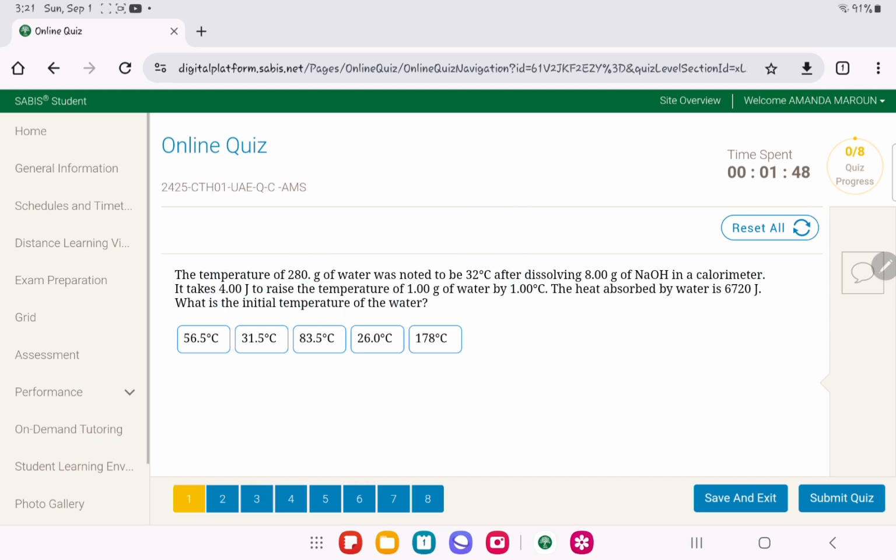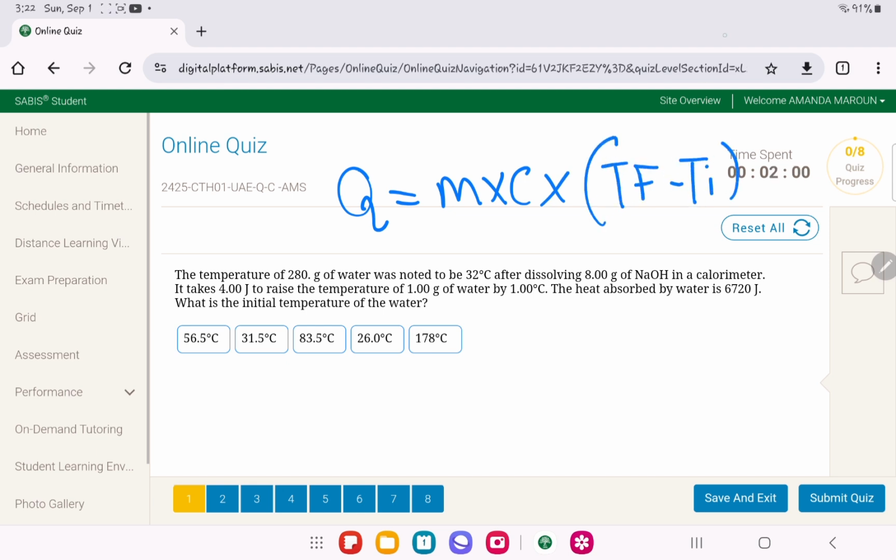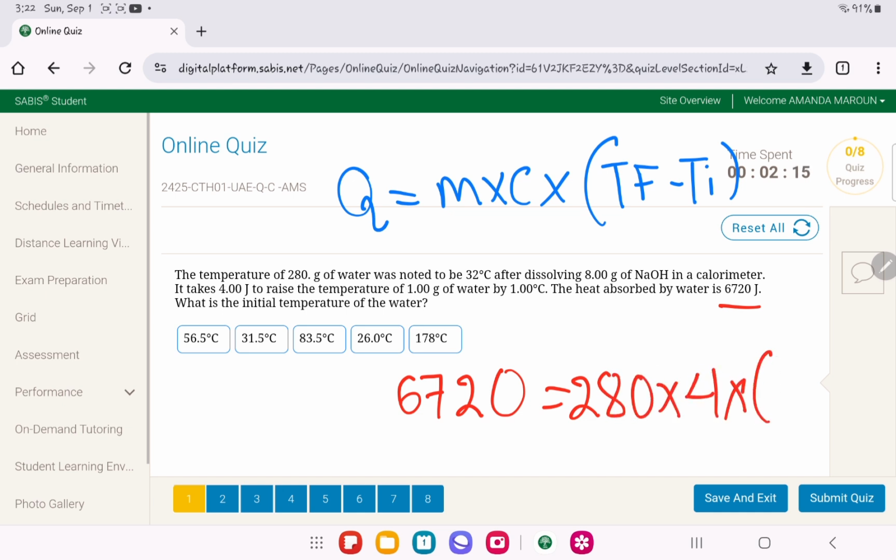What are they asking for though? They're asking for the initial temperature. So that means we're going to use this equation. Q equals M times C times temperature final minus temperature initial. We have our Q, as we said, 6720. It's equal to our mass, 280, multiplied by our C, which is 4, multiplied by final temperature, 32, minus initial temperature. So now we have this equation, we can solve it.